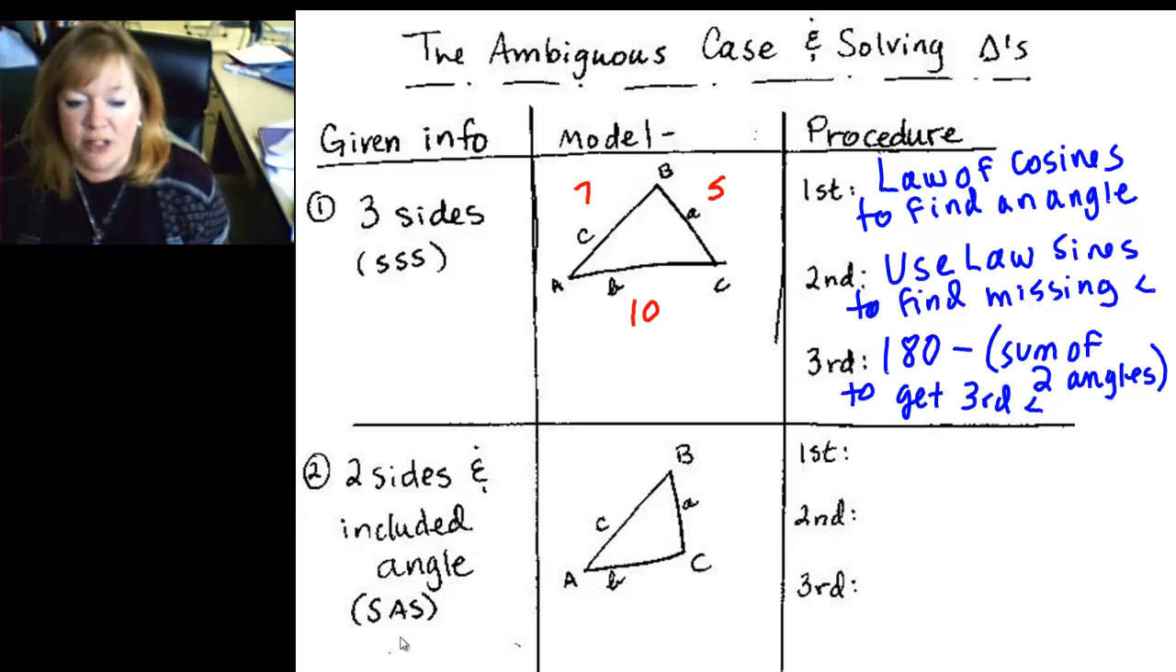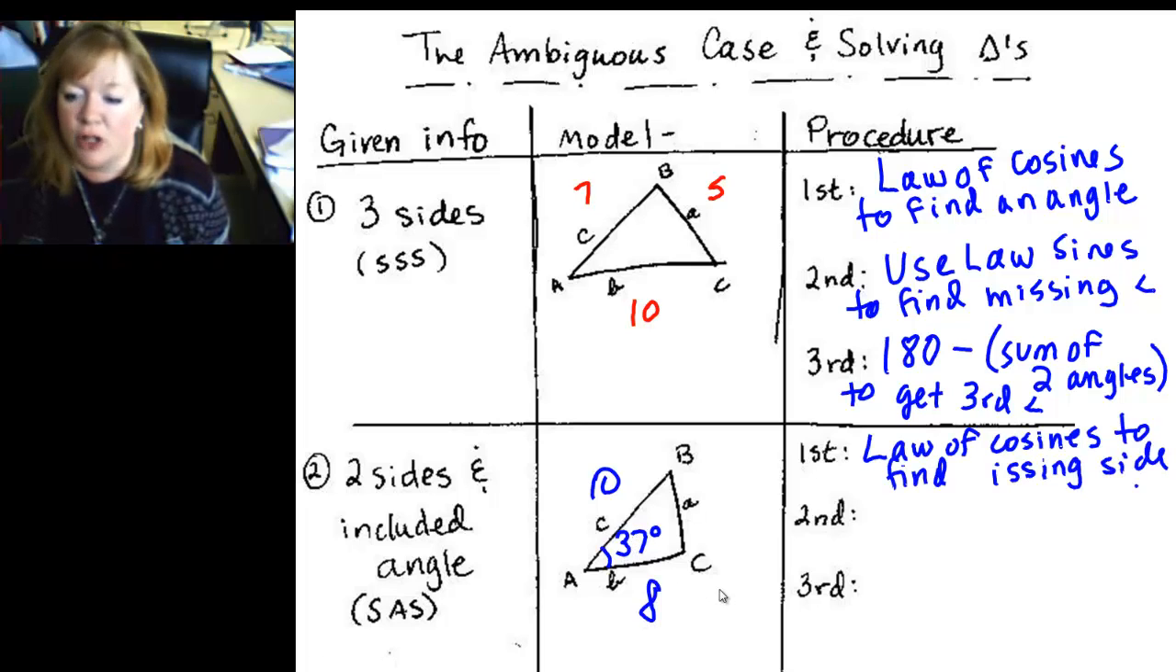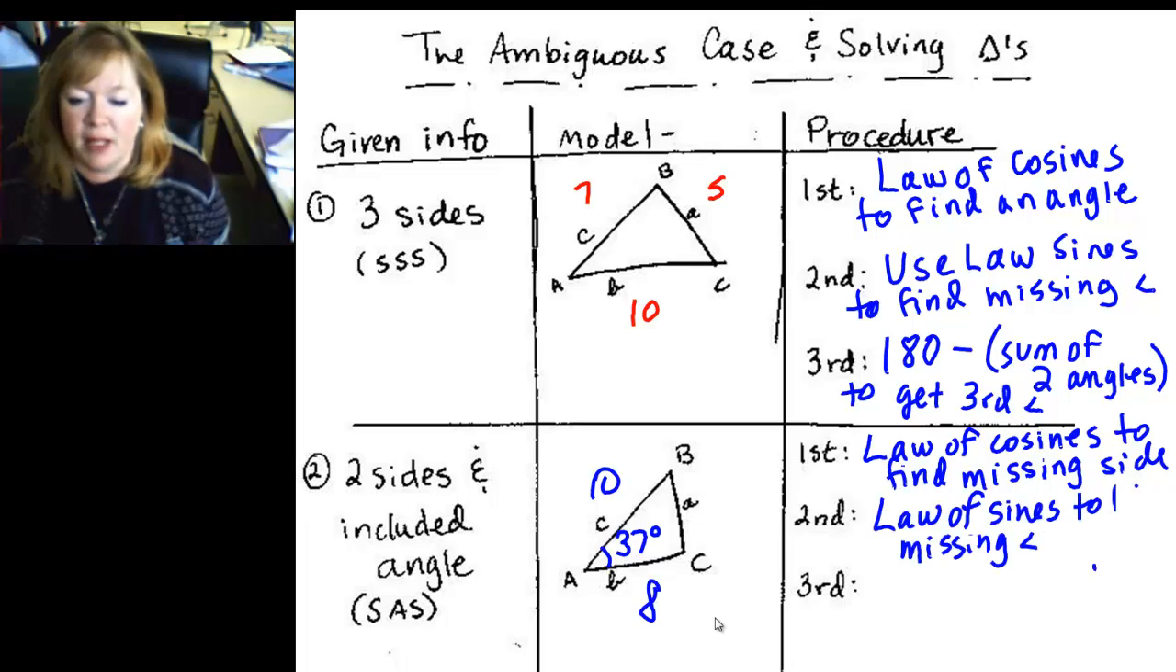The second is called the SAS, side angle side. So in other words, they give you two sides and an included angle measure. If you're given this, you've got to use the law of cosines first again to find the missing side. And so in this case, you'd find little a over here. And second, you're going to use the law of sines to find your missing angle.